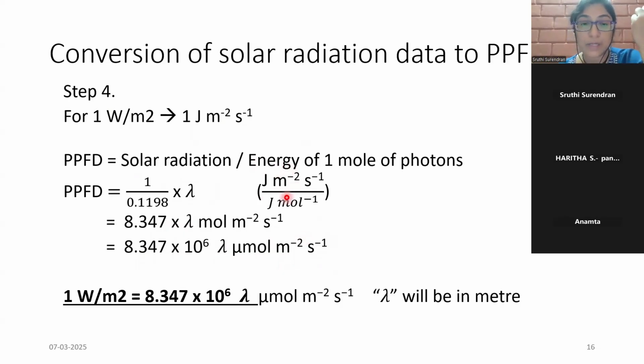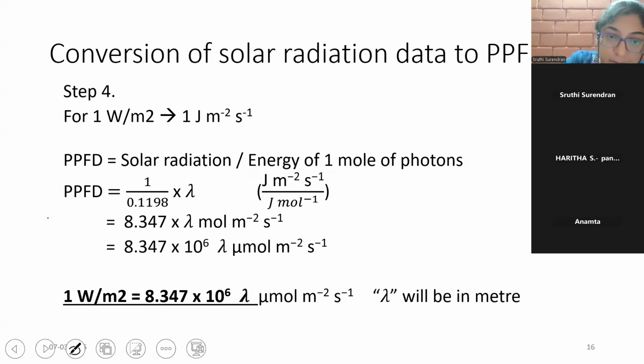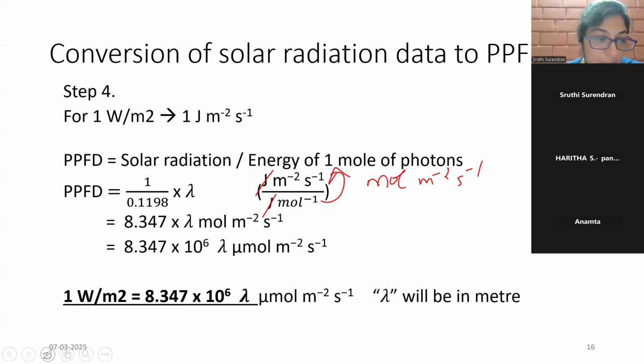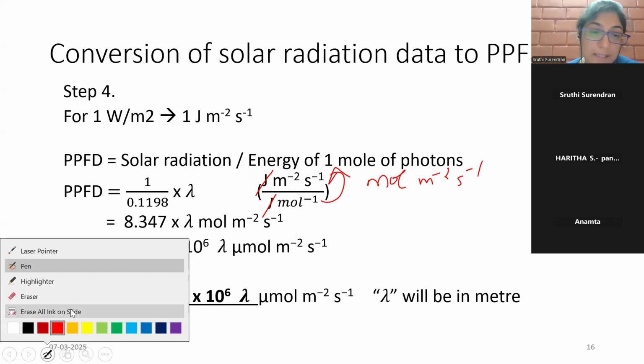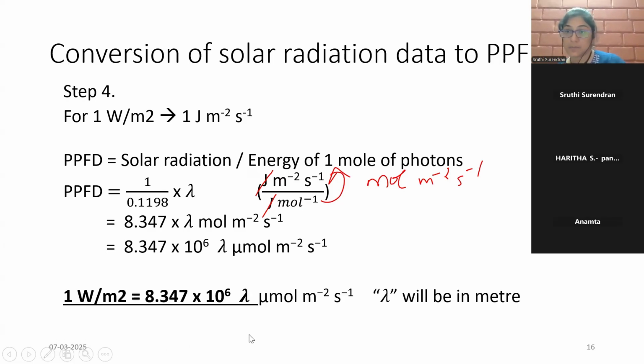Now here, if you look at the units, this 1 watt per meter square is nothing but 1 joule per meter square per second. So this joule and joule cancels. So this mole will come on the top and it will become moles per meter square per second. So this is how we get the final energy in terms of moles per meter square per second. And in order to convert it to micromoles, I have just added a 10 to the power 6, which will convert it into micromoles per meter square per second.